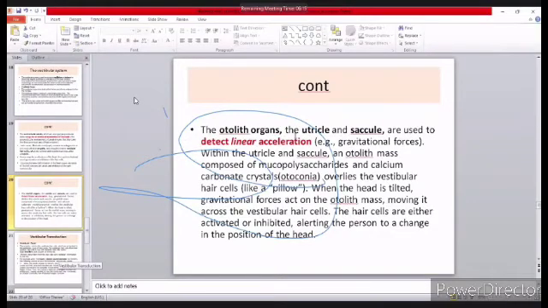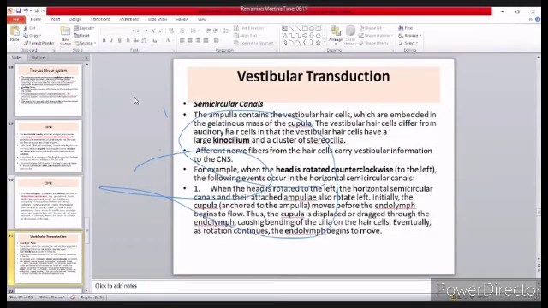So the ampulla contains the vestibular hair cells, which are embedded in the gelatinous mass. Which mass? The cupula. So the vestibular hair cells differ from the cochlear hair cells in the scala media, in that the largest cilia we call the kinocilium, and the cluster of the others we call the stereocilia. So look at it like stereocilia are short cilia, and the kinocilium is a large cilium.